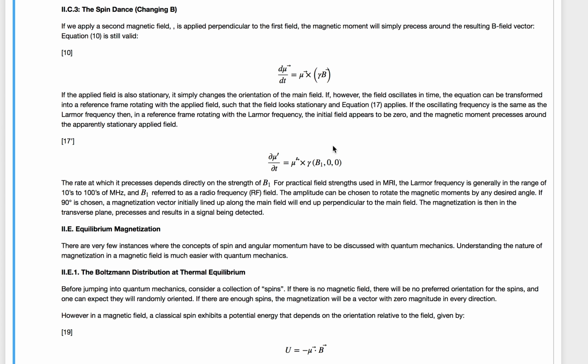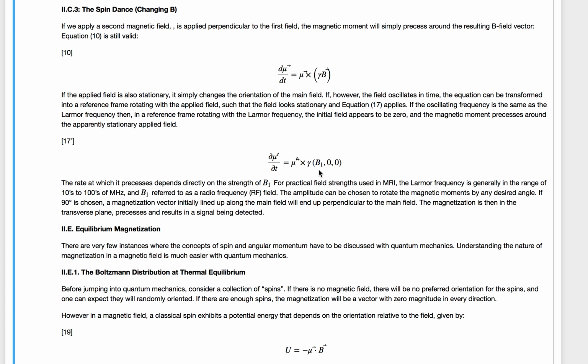We're near the end of chapter 2 in the notebook, and we'll start with what I call the spin dance, but it's really how we get the spins to move with our control. And the way we do that is we take advantage of the torque equation on the magnetic moment, and we apply this in the rotating frame.